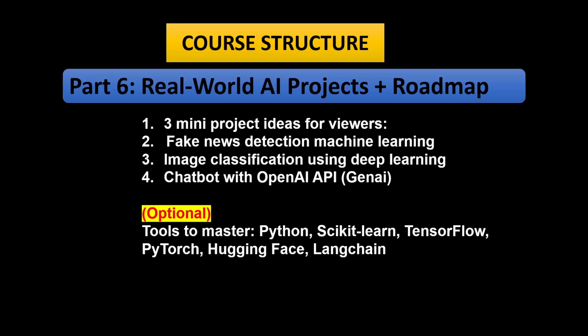In the final part, we will see some real world projects. So here we will build three projects. First, we will build a fake news detection system using machine learning. Then we will build an image classifier using deep learning. And then we will build a chatbot using the OpenAI API with LangChain.